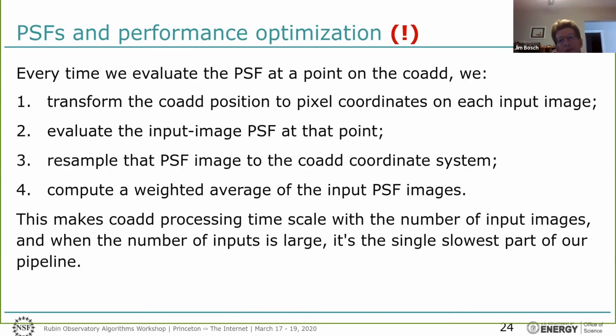So there's another little problem with this, and that's the computational performance. Every time we evaluate the PSF at a point on the coadd, we have to go back to evaluate the PSF model on the single epoch images, transform them all the way through this, and average them the same way we did the coadd. And so we're essentially re-coadding the PSF models every time we evaluate them. And this is actually quite slow. People who have been doing the DC2 processing and people who have been doing the HSC official ultra deep processing have really been hit hard by this. When there's a large number of epochs, this is the single slowest part of our pipeline.